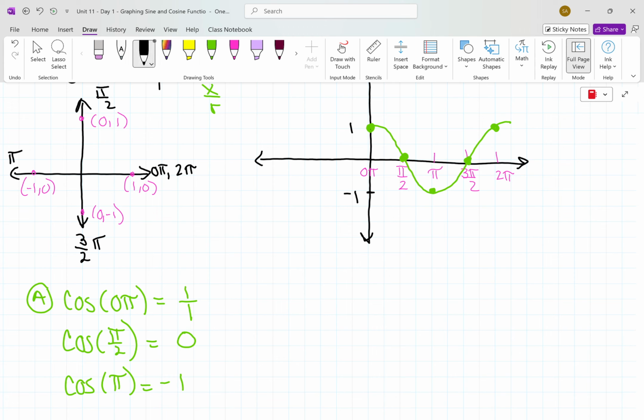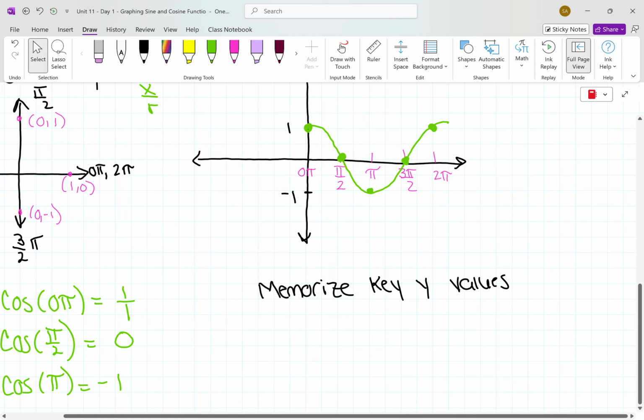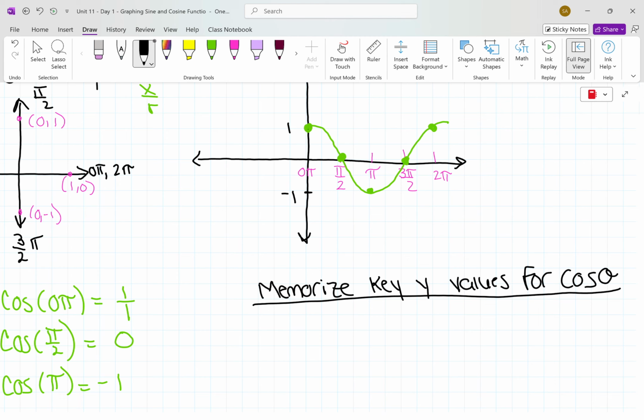So I want to memorize key y values for cosine. And our key y values that we want to memorize will be 1, 0, -1, 0, 1.